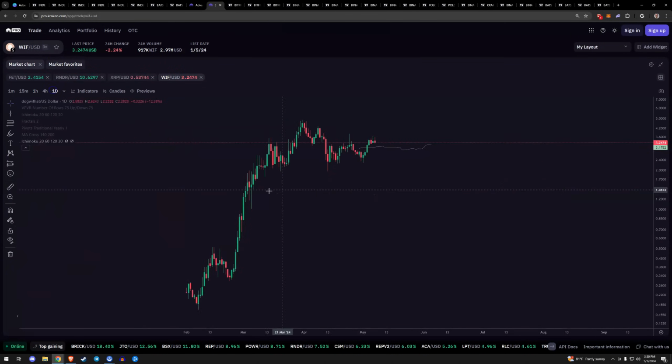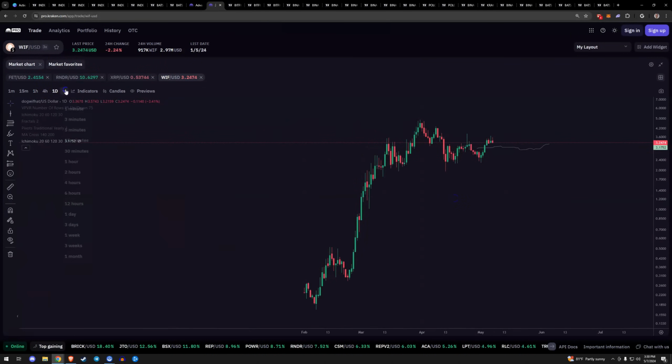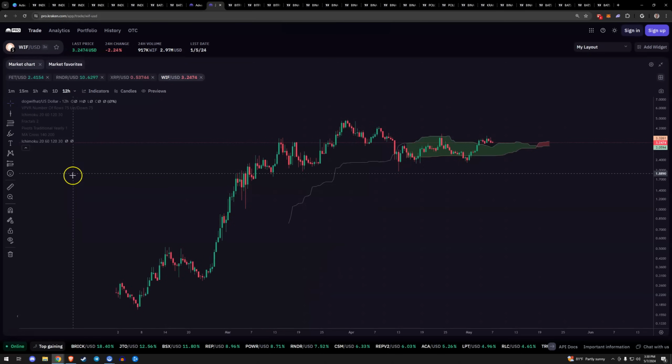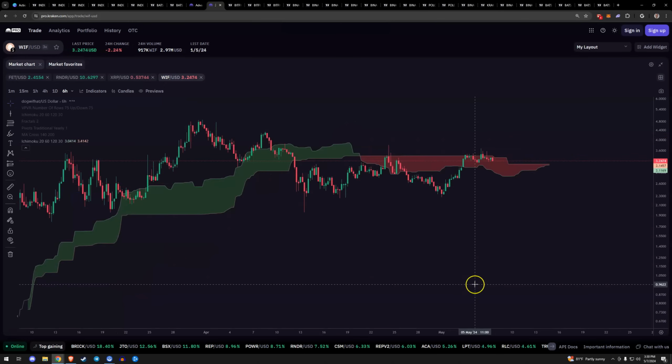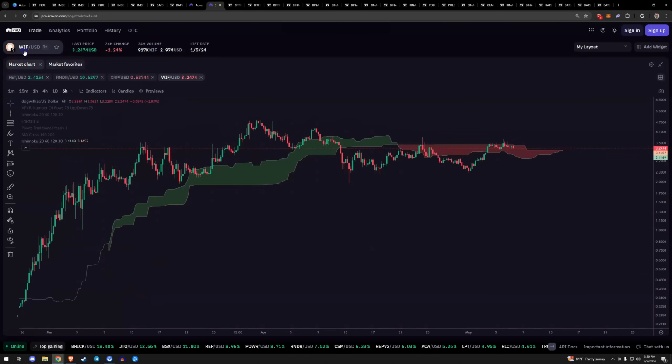WIF also not enough to really see what's going on here. So you just have to bump that down. Go to the 12-hour. Is there anything? Kind of, sort of. It's still above the cloud. Let's go to the 6-hour. Kind of just ranging around, right? So I think you get the idea.